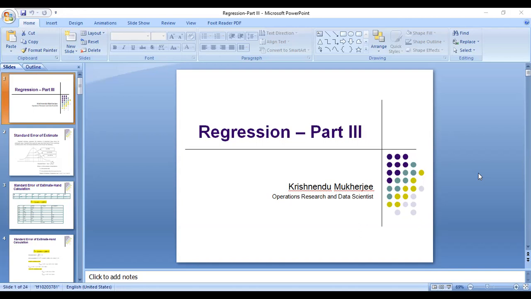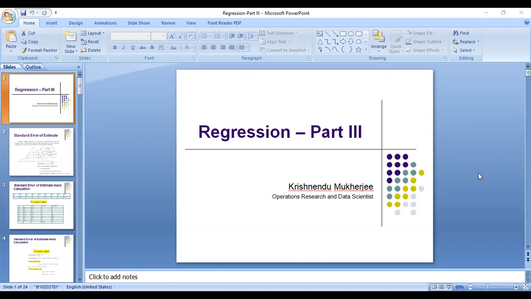Now, for classification, one example: you have a data set, and from the data set you want to predict whether the person has the symptoms of COVID, yes or no. So this is basically binary classification.